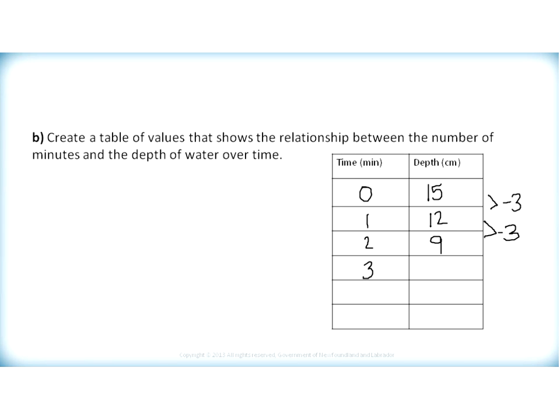After 3 minutes, the depth of the water will be down by another 3 centimeters, which brings me to 6. After 4 minutes, the depth of my water is down by another 3 centimeters, which gives me 3 centimeters left in the tub. And by 5 minutes, I'm going to drain the last 3 centimeters out of the tub, and I'm going to be left with no water.